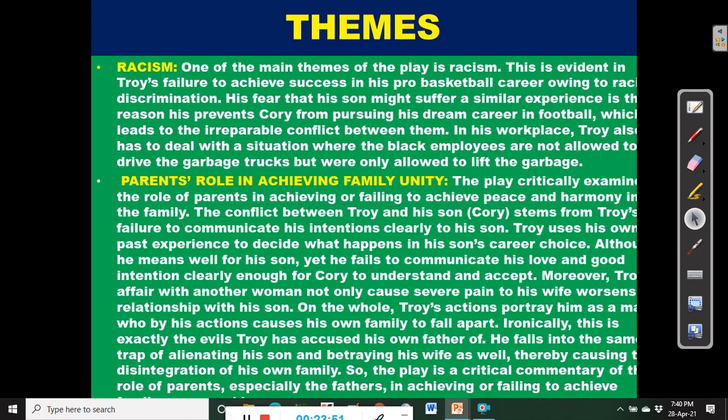So we can see this exactly. On the part of Rose, we can see that Rose has played her own part well, trying to ensure that the family is intact. The real culprit here is Troy. All right.